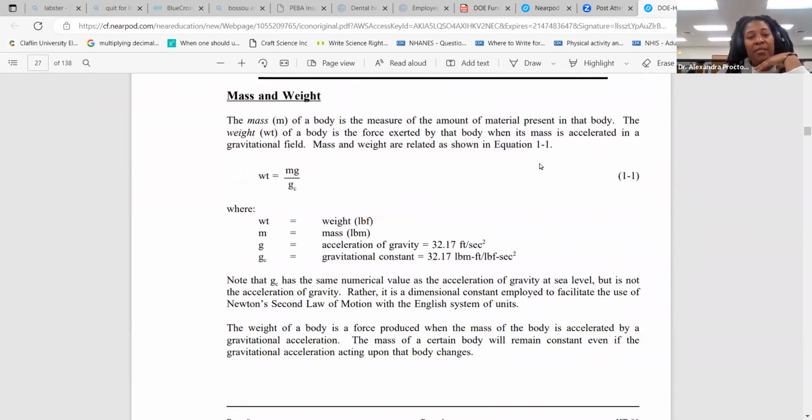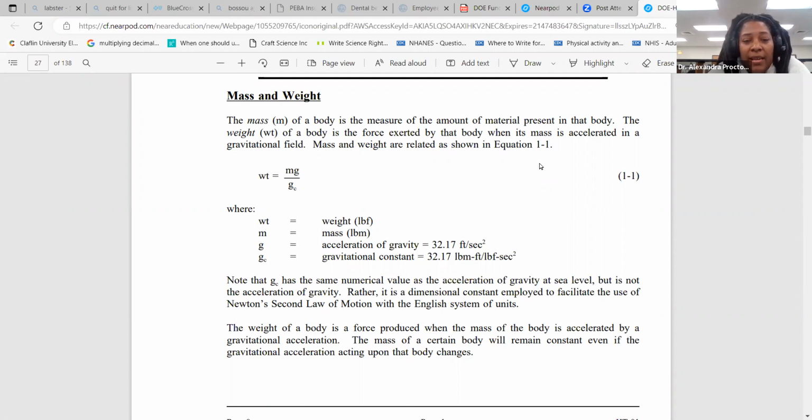So we first start out looking at the difference between mass and weight. The mass of a body is a measure of the amount of material present in that body. And the weight of a body is the force exerted by that body when the mass is accelerated in a gravitational field. So the difference between mass and weight is the fact that the weight is actually the mass times gravity. Okay, so mass and weight are related as shown in the equation below, where weight is equal to mg over gc. Weight is in pounds force.